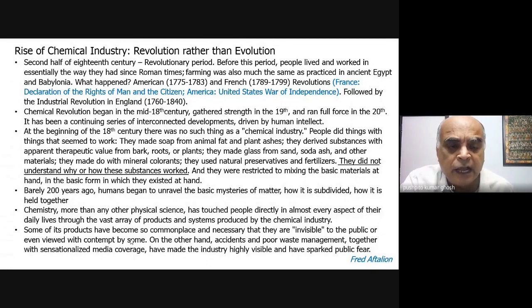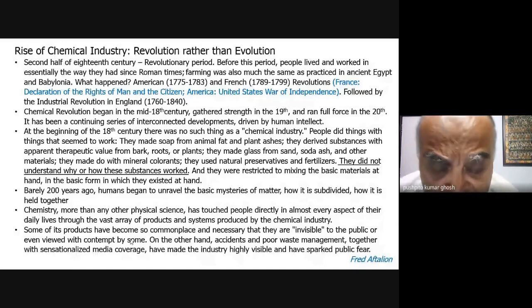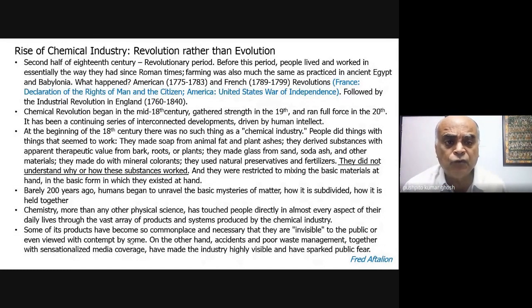Contrast that with the early part of the 18th century, when the American and the French Revolution had still not gained a foothold. There was really no such thing as the chemical industry at that time. The other thing is that people did things. Of course, they did things and things worked, right? But many times they didn't know why it works. But they did it, and it worked.